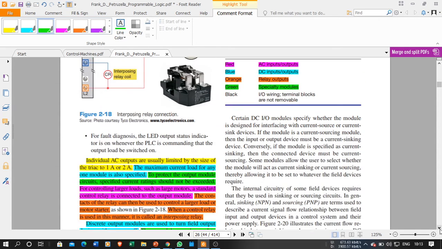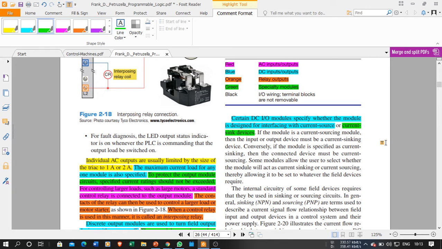Now certain DC IO modules specify whether the module is designed for interfacing with current source or current sink devices. This is very important when you actually work in the industry, whether it is a sourcing type or a sinking type. Source means the current is supplied, and sink means it absorbs the current. So certain digital IO modules specify whether the module is used for interfacing with the current source or the current sink.